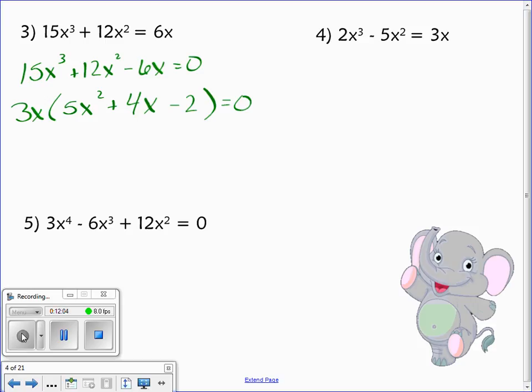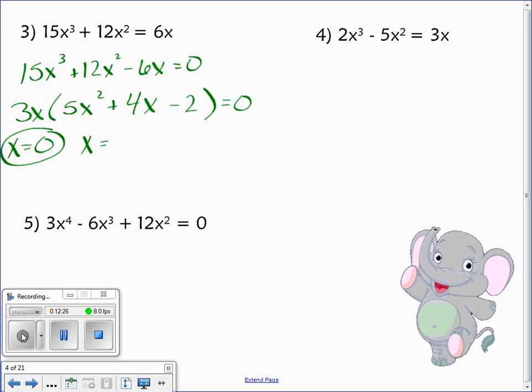Well, did you factor? Is taking out a GCF factoring? Yep, sure is. Okay. What does x equal here? 0. So x equals 0. There's one of my answers. And to get the other 2, this doesn't factor. Let's go to the quadratic formula.